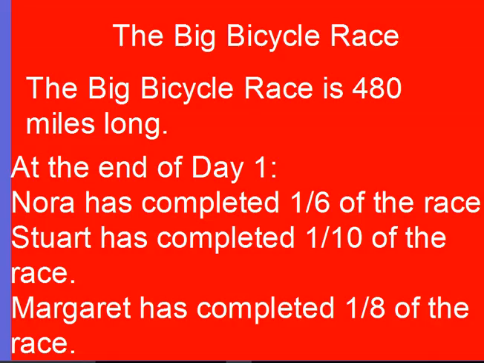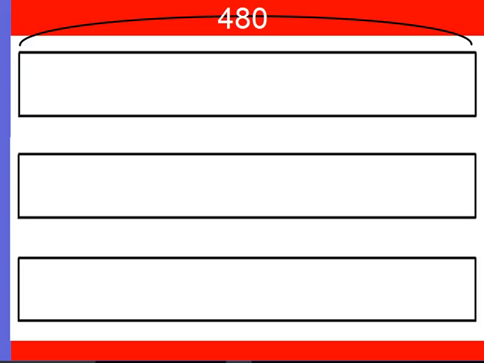But what happens if we want to know exactly how far Nora, Stuart, and Margaret went? Well, on each day, how many miles did they do? So what we really want to know is, what is 1/6 of 480? Well, if we ask that question, we are multiplying, because "of" means to multiply. So let's do a bar graph, because I like to have pictures at first to help me figure this out. So I know the total distance that we went is 480.